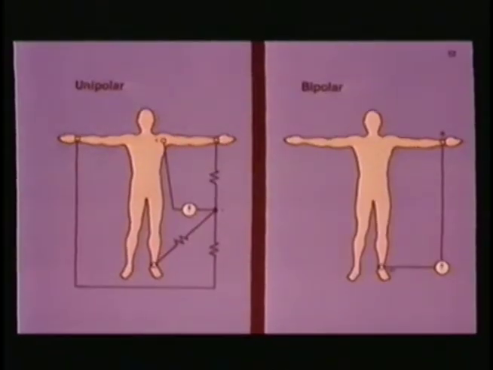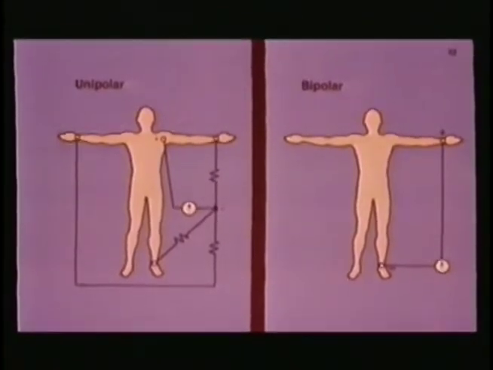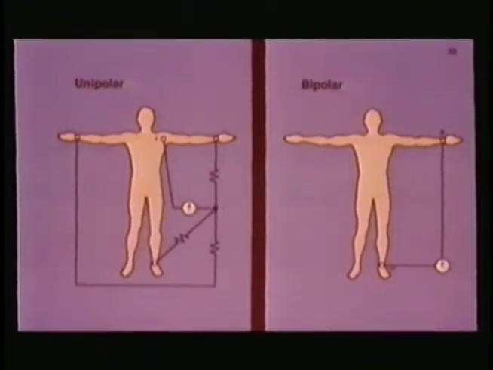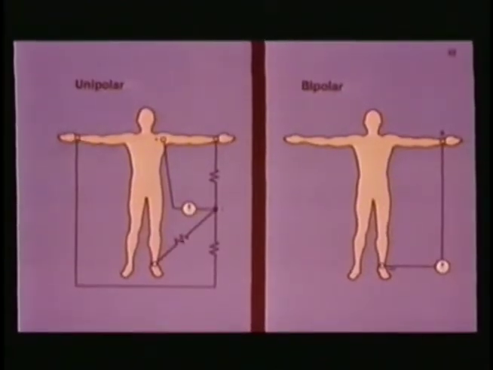32. 2 types of electrical connections will be discussed. A unipolar lead compares the potential detected by a positive exploring electrode with a negative electrode established at an electrically indifferent, or so-called zero, potential. A bipolar lead compares voltage variations at 2 points and registers the difference between them.